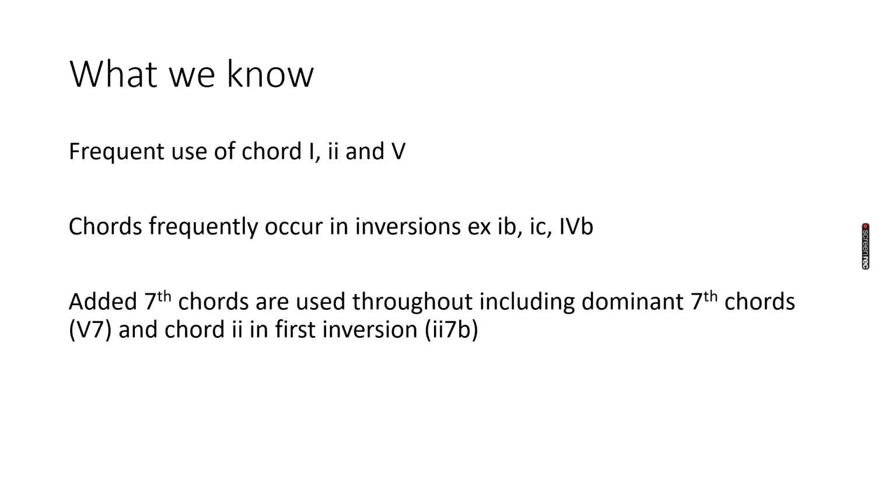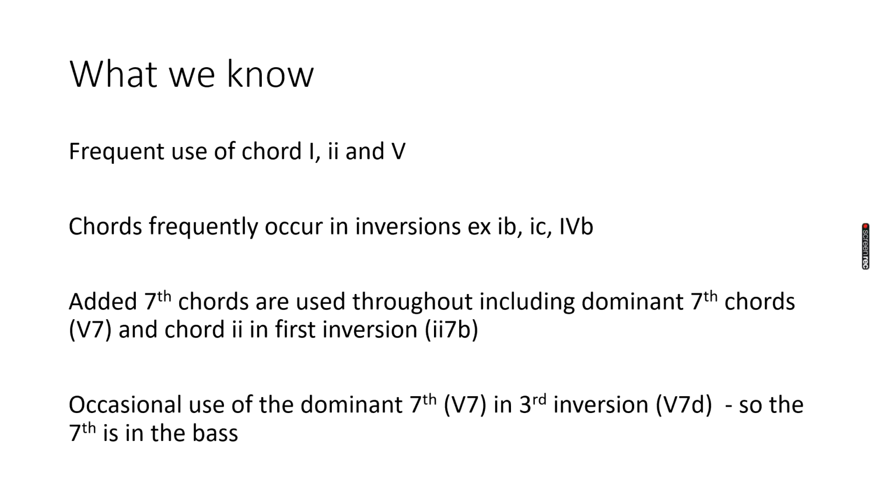Bach also used added seventh chords throughout, and these included dominant seventh chords, so 5-7, or it's sometimes seen as V7, and often he used seventh chords in chord 2. In particular, he used these chords in inversions. So we had chord 2 with the added seventh and in first inversion.